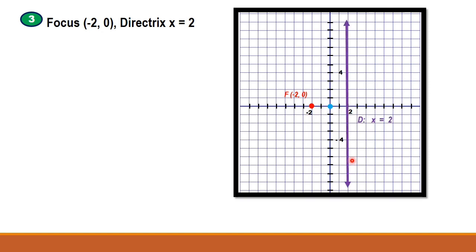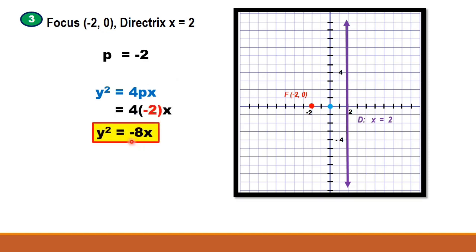Then the focal length, distance from vertex to focus. Count the distance: 1, 2. So the p-value is negative 2, going to the left. So the opening of this parabola is to the left. So the equation is y squared equals 4px. Substitute the value of p here. Value of p is negative 2. So 4 times negative 2 is negative 8. So the equation is y squared equals negative 8x.